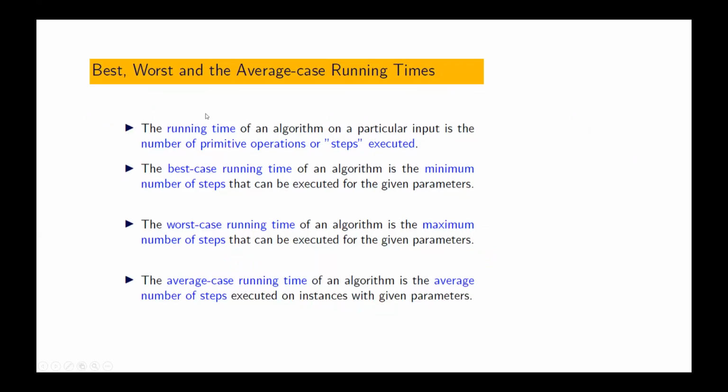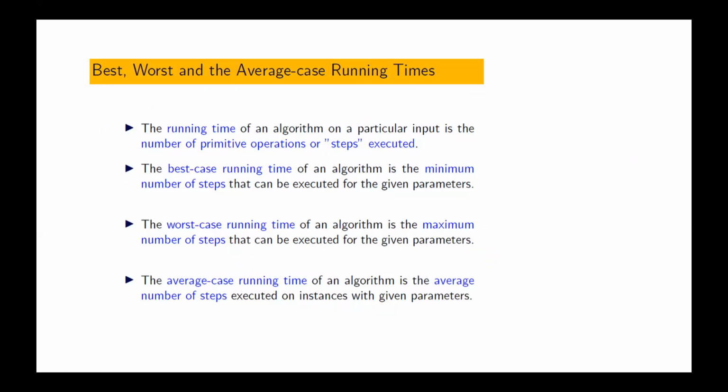Last class we discussed what best case, worst case, and average case running time of an algorithm mean. So what's the best case running time of an algorithm? Given input size, say n, what is the minimum number of operations performed in that algorithm for any input of size n? That denotes the best case running time.